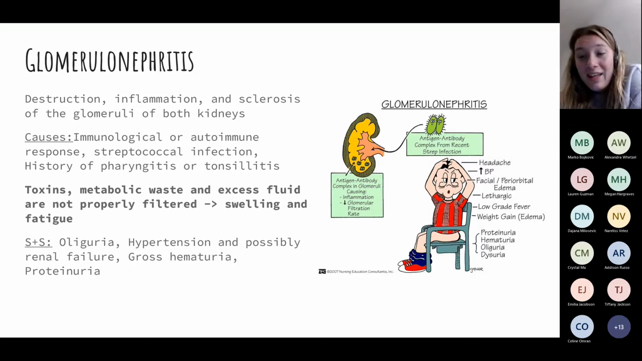If my glomeruli can't filter, all my toxins and metabolic waste and fluid is going to build up. So that's why you're going to see that edema, headache, increased blood pressure, etc. So just keep that in mind.